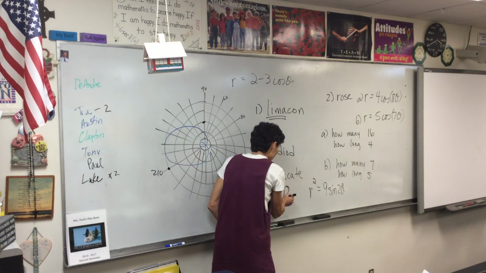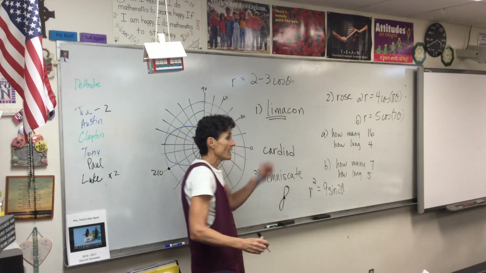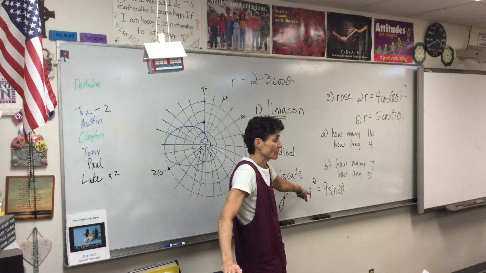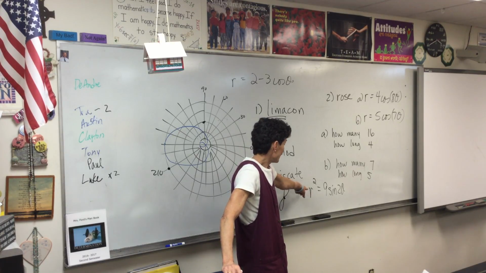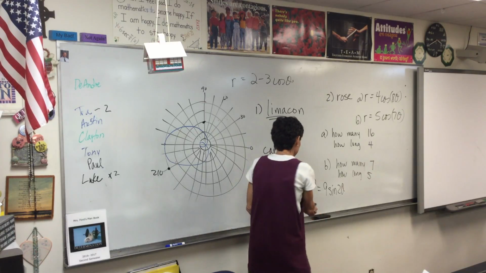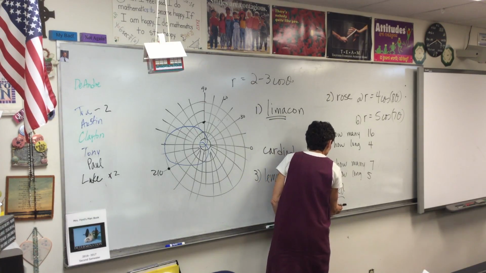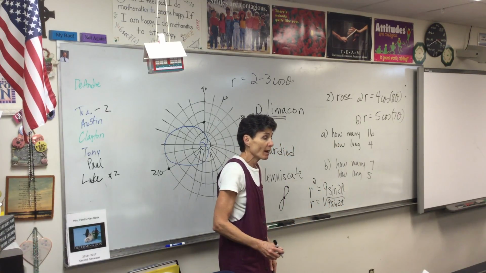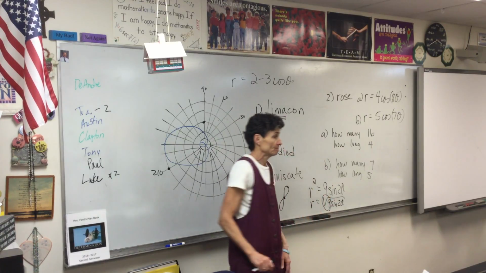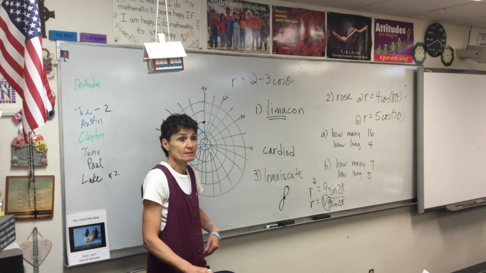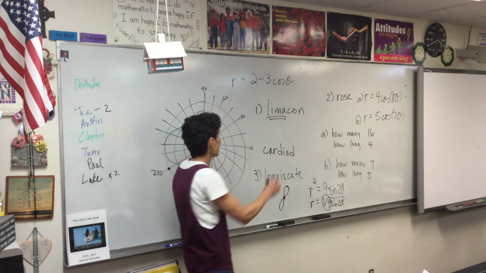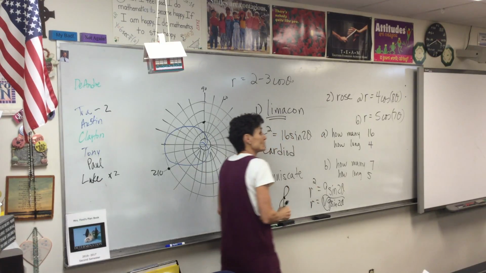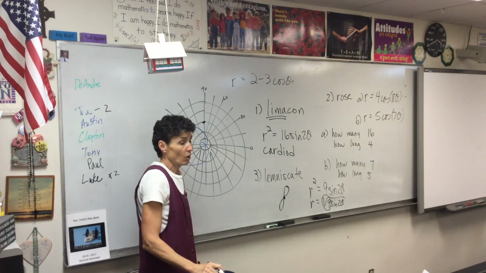I might ask you how long these leaves are, just like with a rose. How long are those leaves? How long do you think the leaves are here? They're not 9, be careful. Not 4. No, that's an R squared. If you take the square root, which is what you have to do to graph it, this is how long the leaves are. The square root of 9, which is 3. So if we had R squared equals 16 sine 2 theta, those leaves would be 4 long.